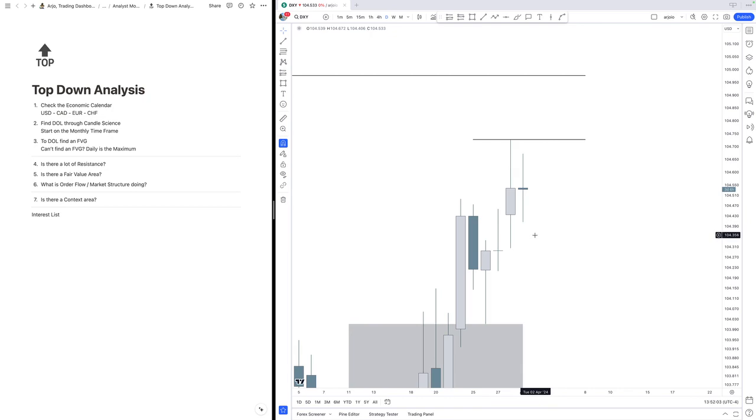No, we do not. We do not have a daily fair value gap higher right here. I do not count a volume imbalance. That's not a fair value gap for me. So right here, can we go into the 4-hour time frame?